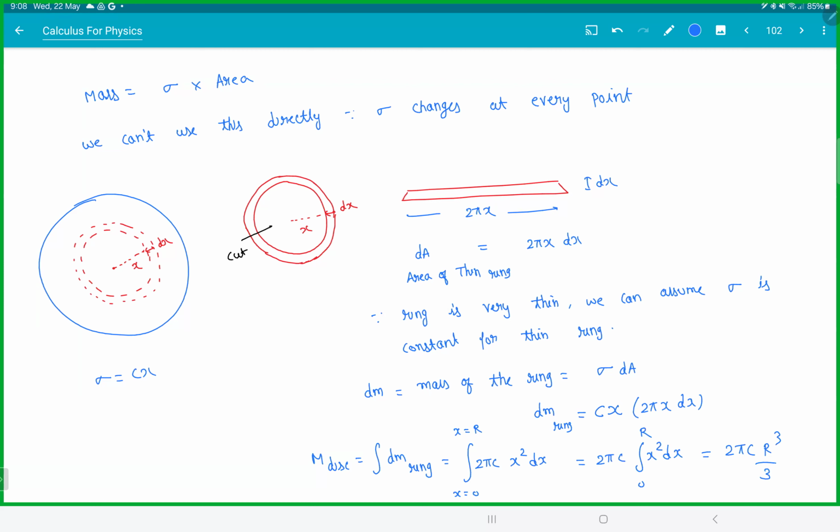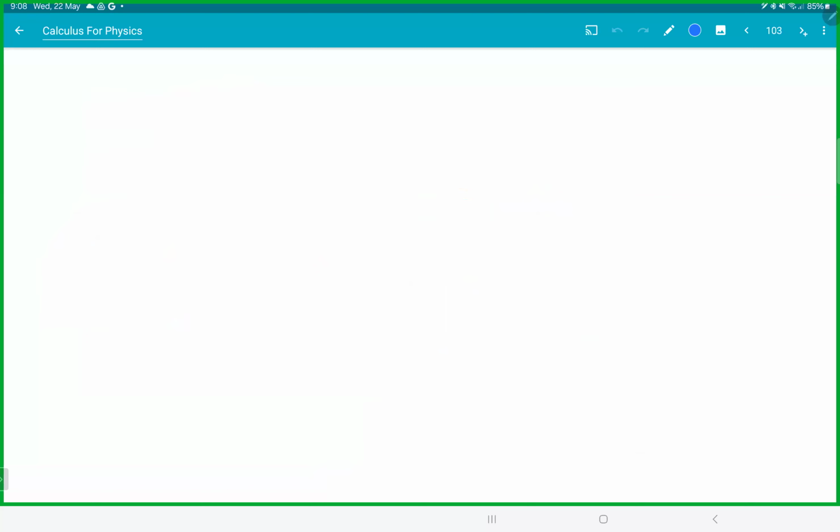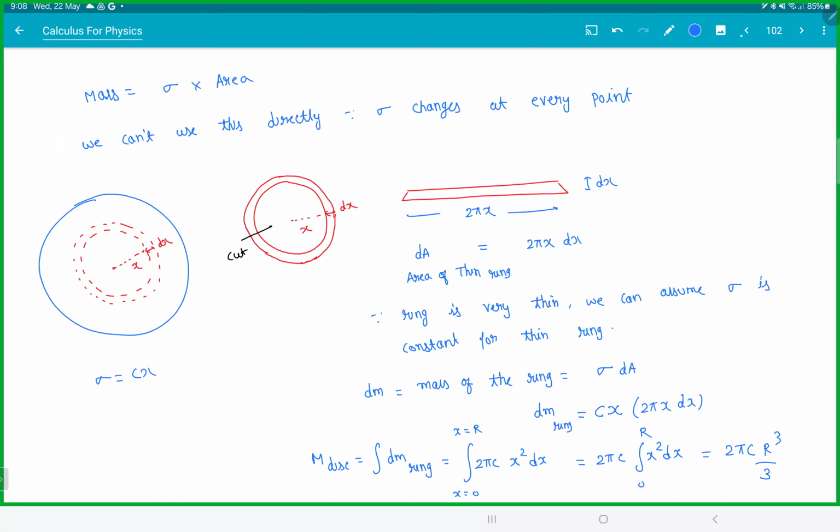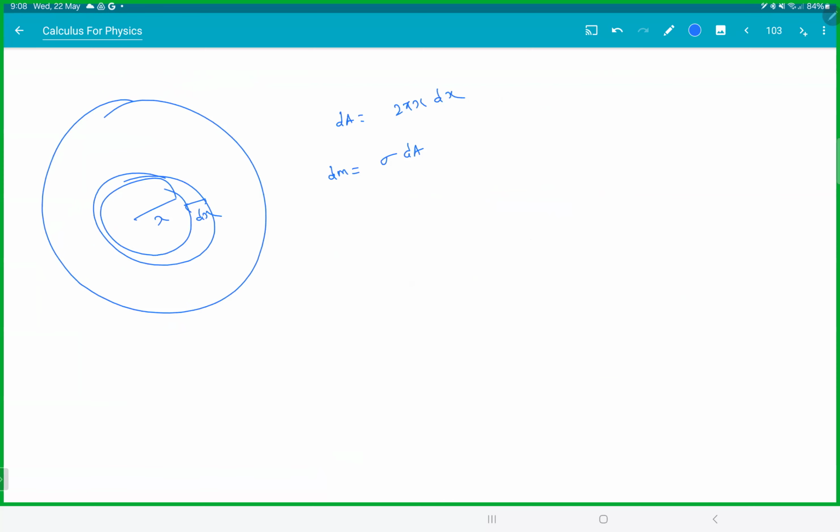So the disk density is changing at every instant, but I can still find the mass using integration. Again, what did I do? Listen carefully. Same story. I took the disk, distance x, took a thin ring, thickness dx. The area of the ring is circumference 2 pi x into thickness dx. Mass of this ring, the only formula that I know is sigma into area. The reason why I couldn't use it on the whole disk is because sigma is changing everywhere. Isn't it? Think about it.